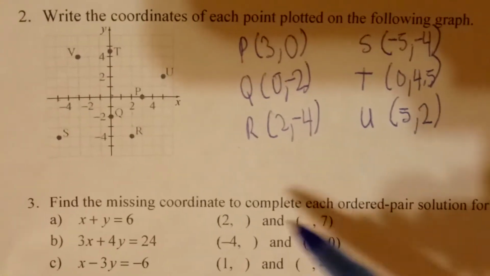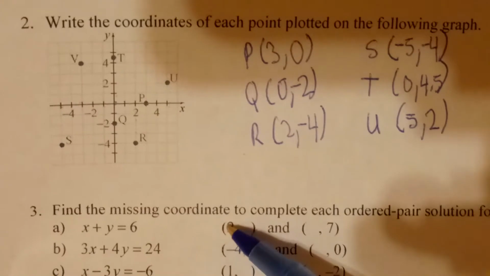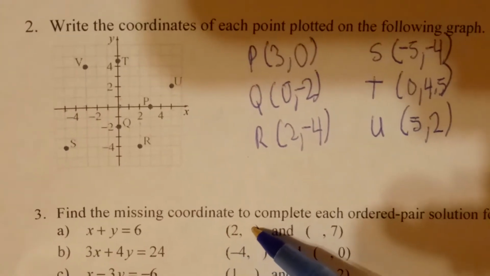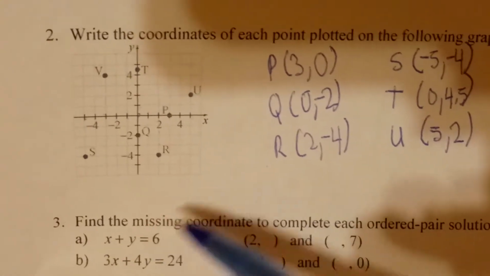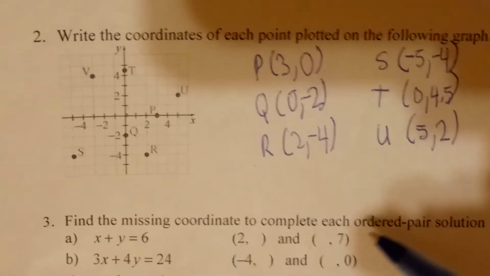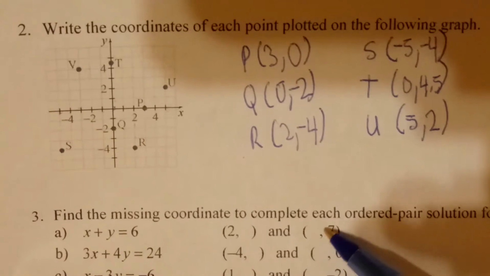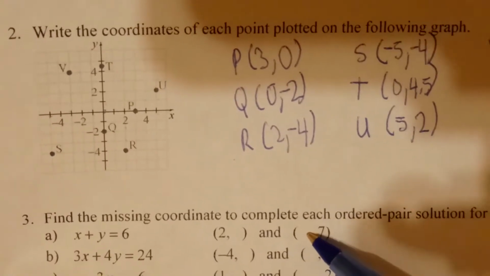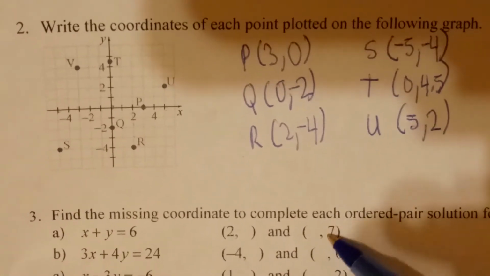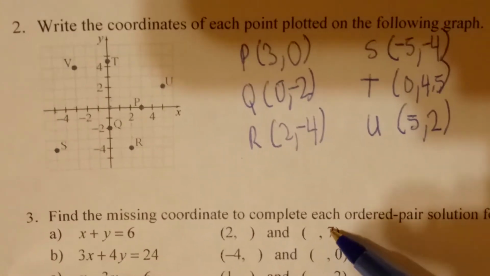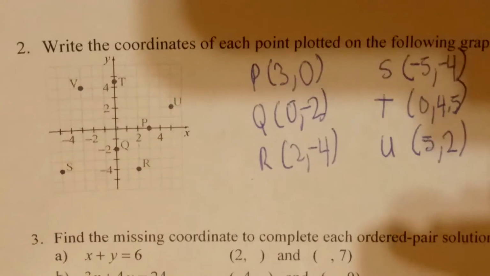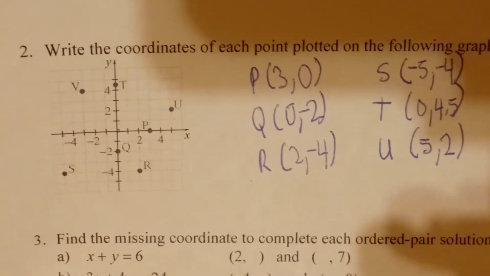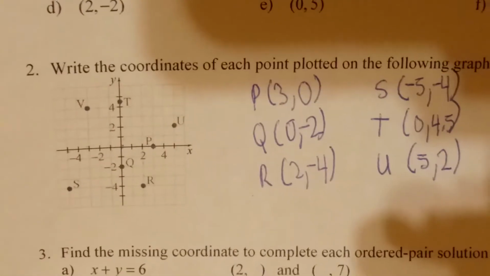So if you notice here, for this first one, they're giving you your x, but you're missing your y. So the way you do this is by substituting your x value in there and solving for y. Same thing for the second ordered pair. They're not giving you your x, but they're giving you your y. So to solve for x, you need to substitute that y value. Now keep in mind that these are two different ordered pairs. They're not the same ordered pair.